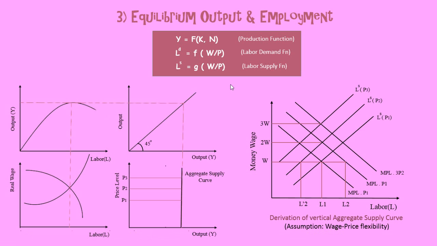So in the next video, we'll discuss this derivation of vertical aggregate supply curve, and we'll see how this aggregate supply curve actually becomes vertical in the classical system.